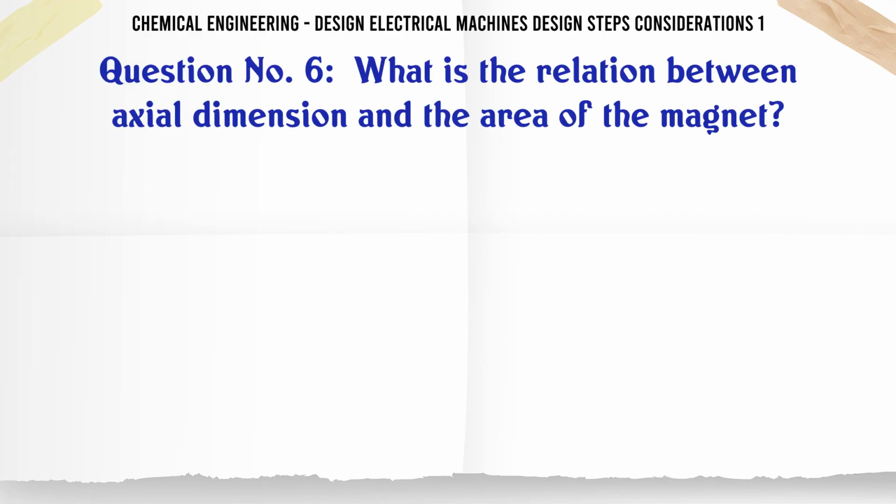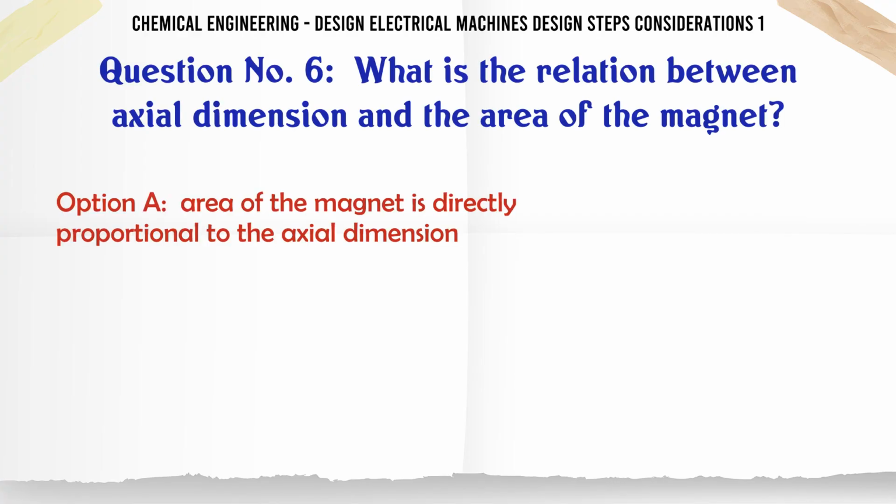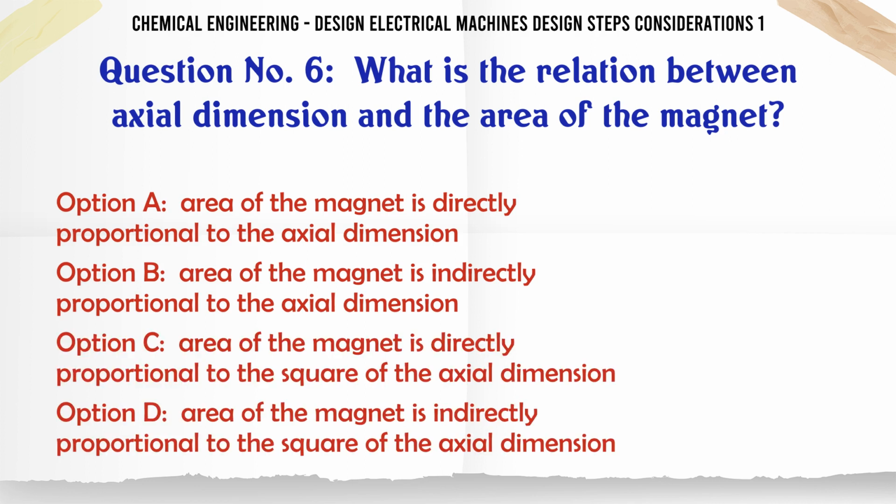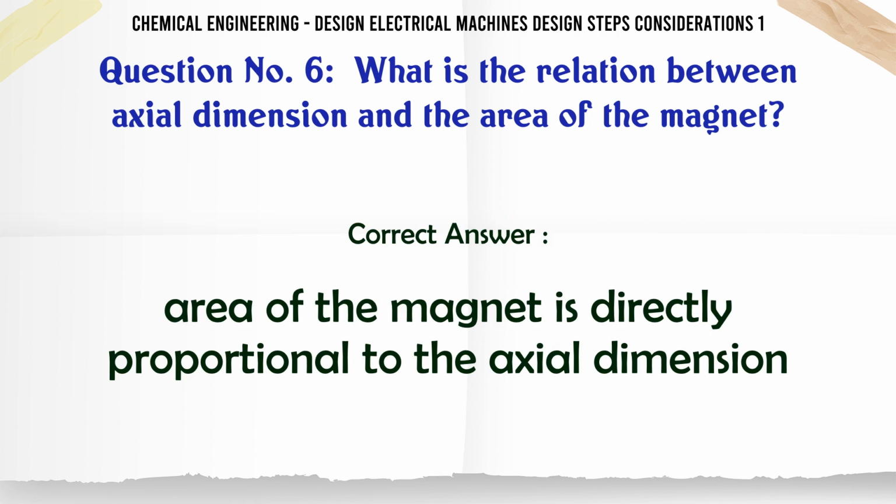What is the relation between axial dimension and the area of the magnet? A. Area of the magnet is directly proportional to the axial dimension. B. Area of the magnet is indirectly proportional to the axial dimension. C. Area of the magnet is directly proportional to the square of the axial dimension. D. Area of the magnet is indirectly proportional to the square of the axial dimension. The correct answer is area of the magnet is directly proportional to the axial dimension.